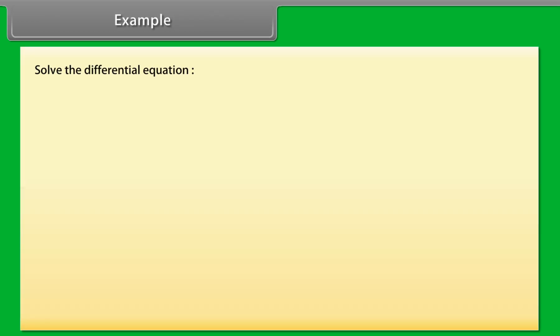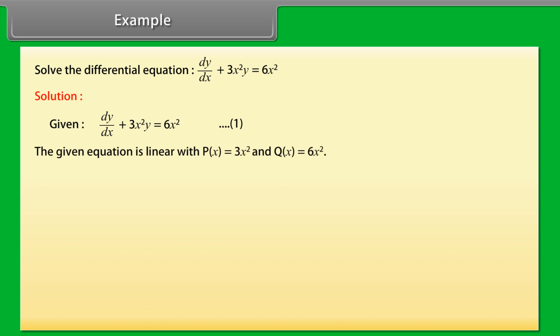Example: solve the differential equation dy upon dx plus 3x square y equals 6x square. Solution: given dy by dx plus 3x square y equals 6x square. Name it as 1. The given equation is linear with p(x) equals 3x square and q(x) equals 6x square. Integrating factor can be found as I.F. equals e raised to the power integral of 3x square with respect to x equals e raised to the power x cube.